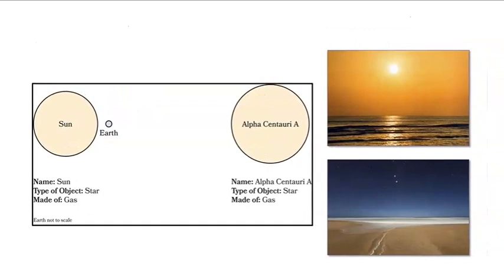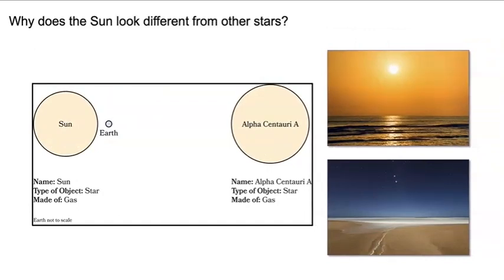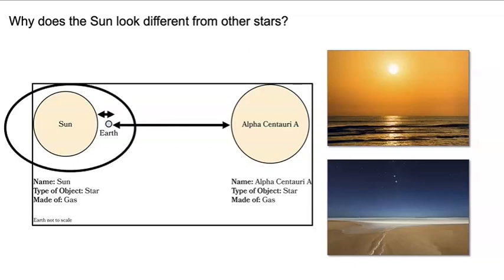Remember, we are exploring the question, why does the sun look different from other stars? Did you find any information in the diagram that might explain why the sun looks much bigger and brighter in the sky than Alpha Centauri A? In the diagram, Alpha Centauri A is a little bigger than the sun, and they are both made of gas. But wait, maybe the sun looks bigger because it is closer to Earth. Let's investigate whether distance from an object can affect how big or small the object appears.